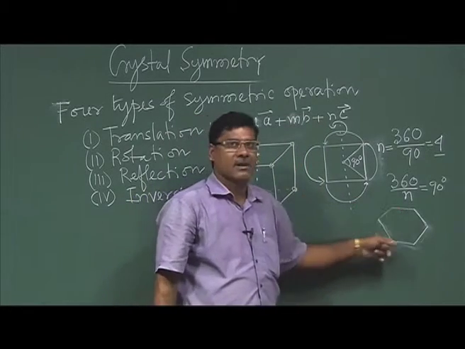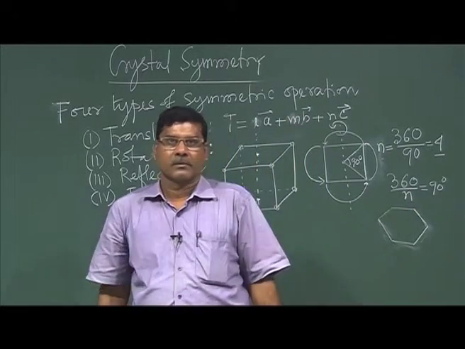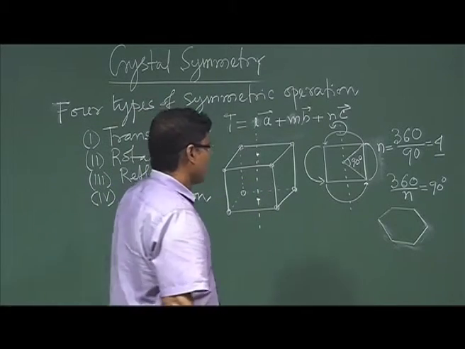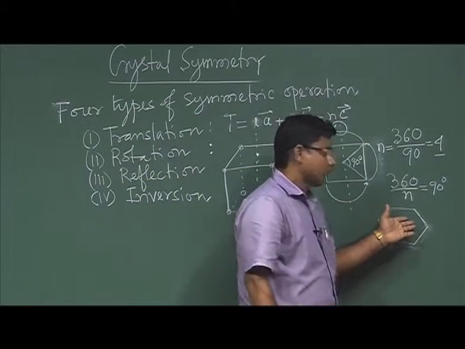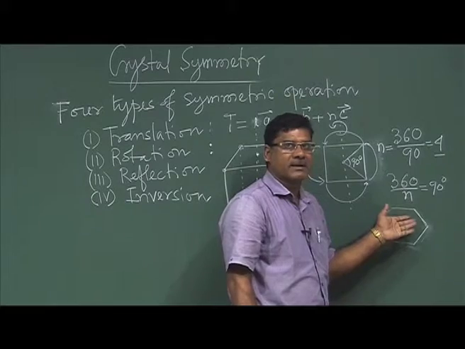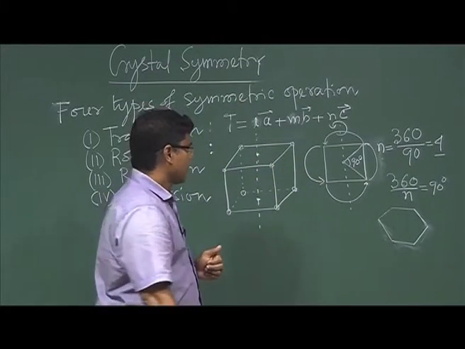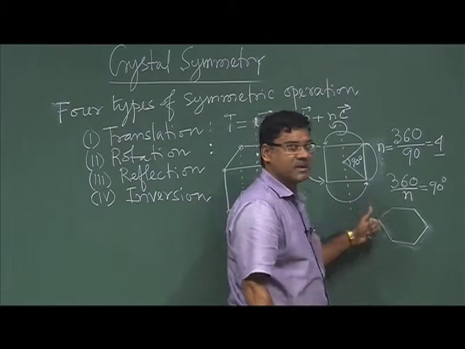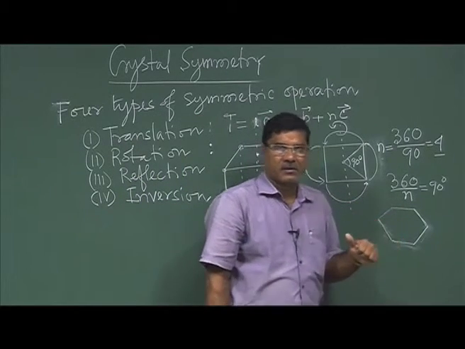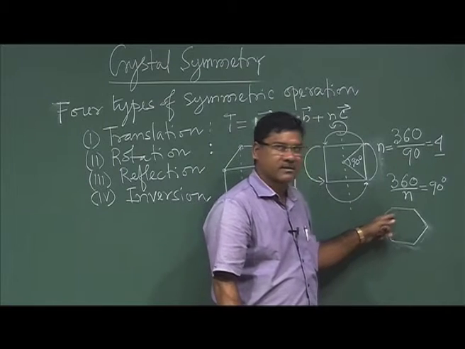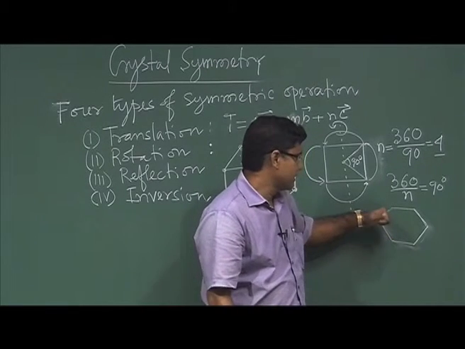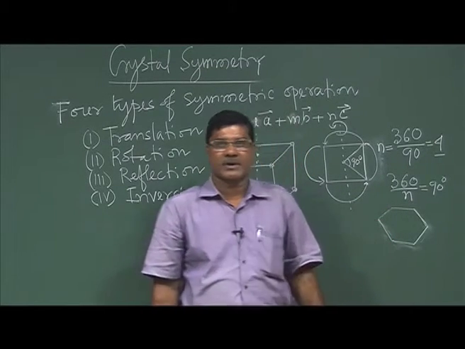So, these are hexagonal. We know this hexagonal Bravais lattice, where basically a, b, c: a and b are the same, but c is different, and two angles are the same, 90 degrees, but one angle is 120 degrees.